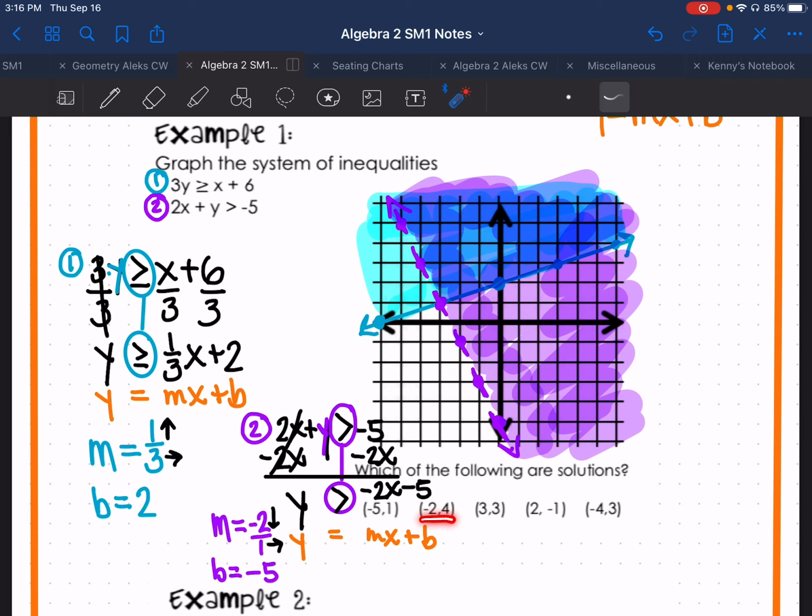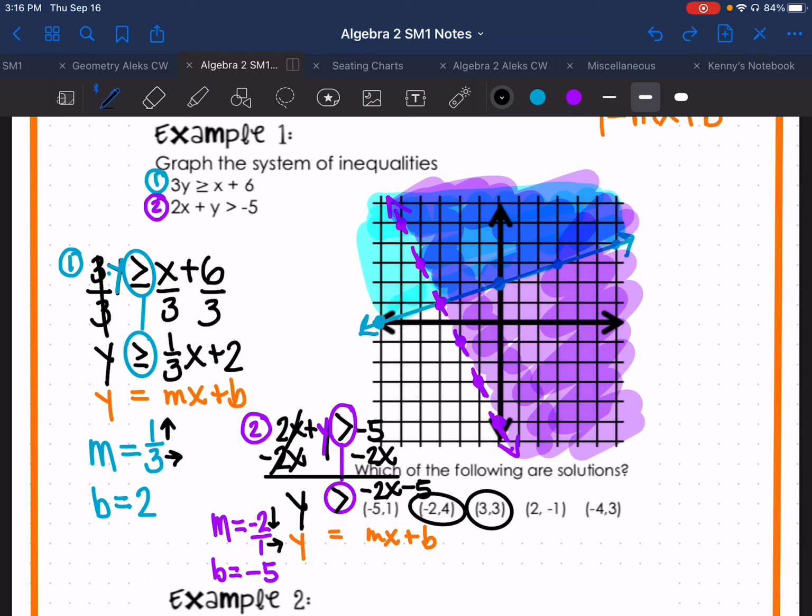All right, how about -2, +4? -2, 1, 2, 3, 4. There's -2, +4. Yes, because that is in the royal blue section. So this would be an answer. There we go. How about 3, 3? 3, 1, 2, 3. Is that an answer? Yes, it is, because it is on the solid line. So let me put those in there.